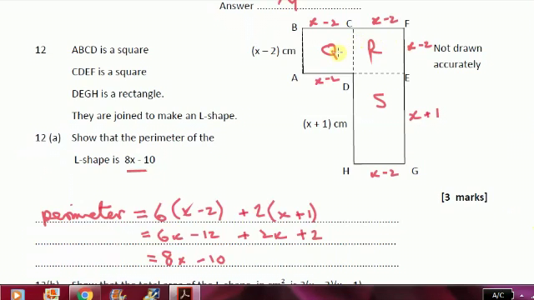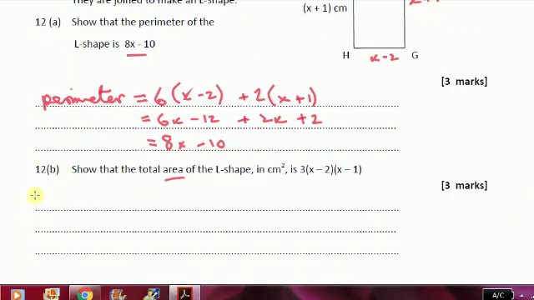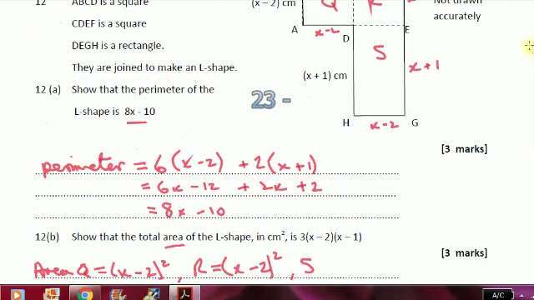So the area of Q and the area of R are the same, and then we add on the area of S, we should get the total area. So the area of Q, looking at it, it's a square, x minus 2 by x minus 2, so x minus 2 squared, and R is the same, that's another small square of x minus 2 each side, and S is the rectangle, and the rectangle is x plus 1 by x minus 2.